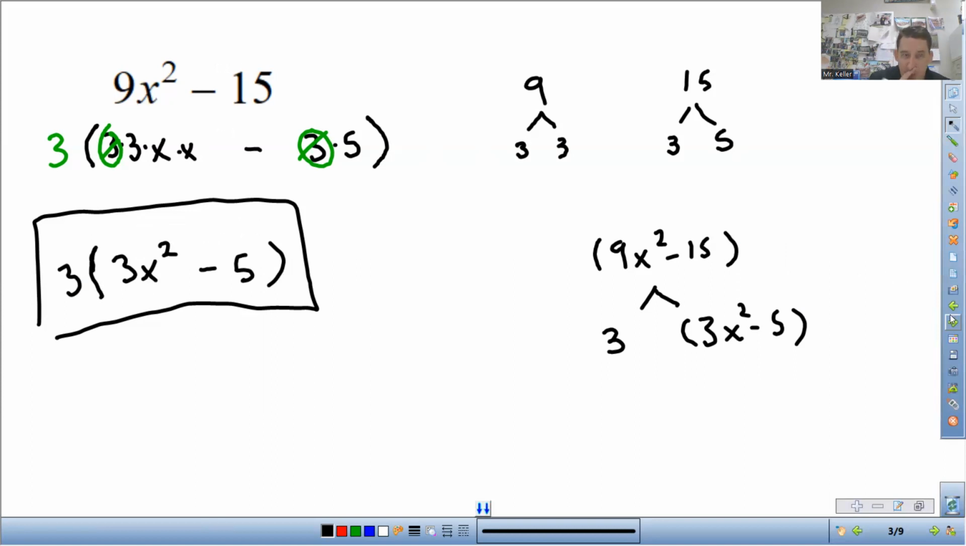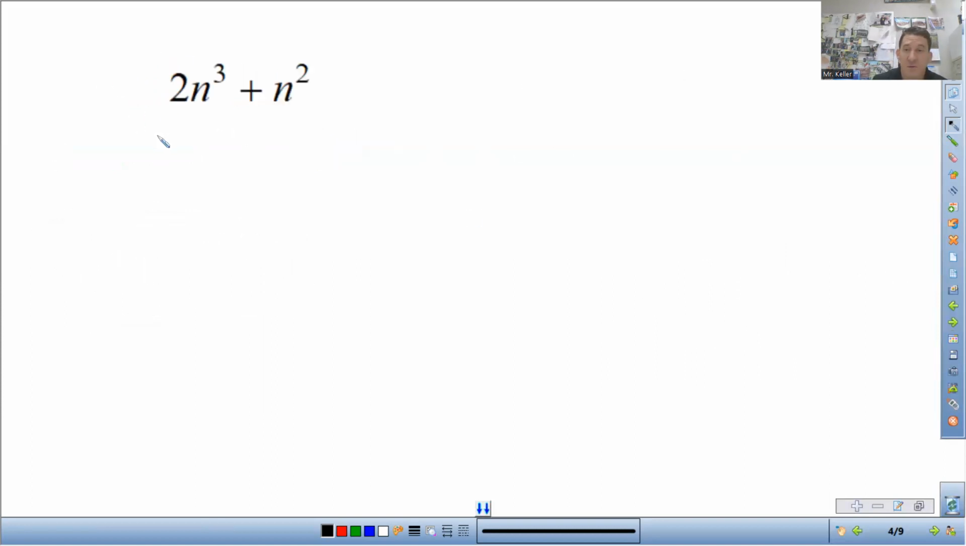So let's do another example. So here, only a 2. A 2 is a prime number, so we don't need to do a factor tree on that. I am going to expand the n's. So this first term is going to be 2 times n times n times n, plus n squared is n times n. And I look for what they have in common. So they have an n in common. They each have an n. So I'm going to put an n on the outside.